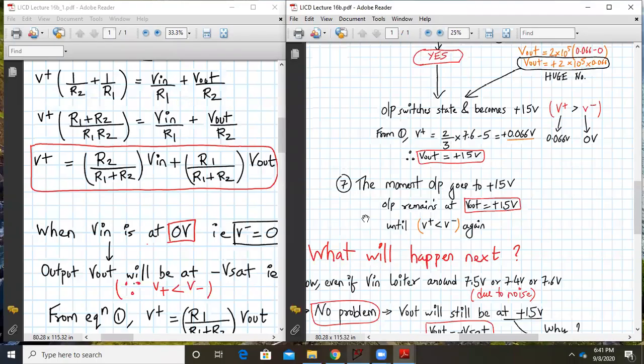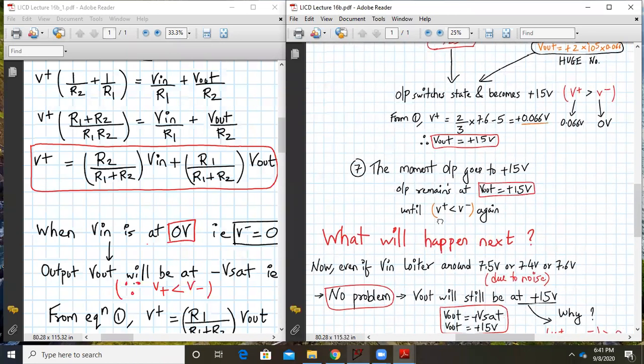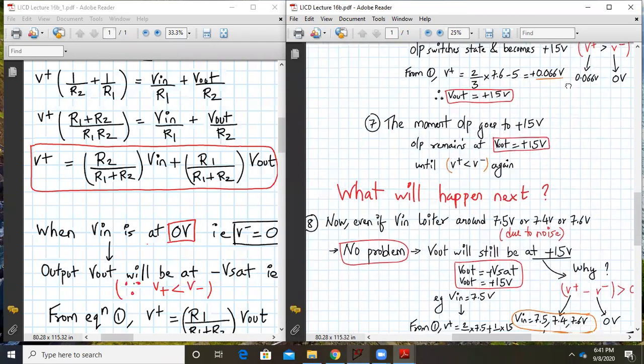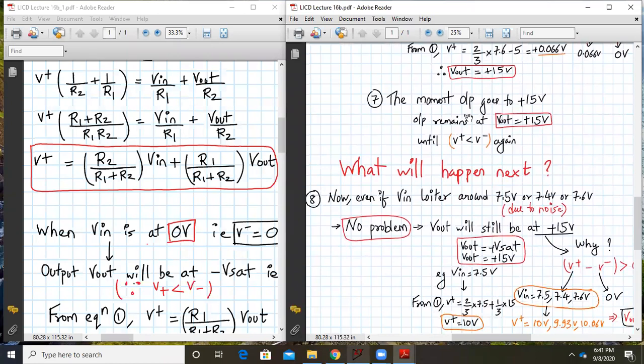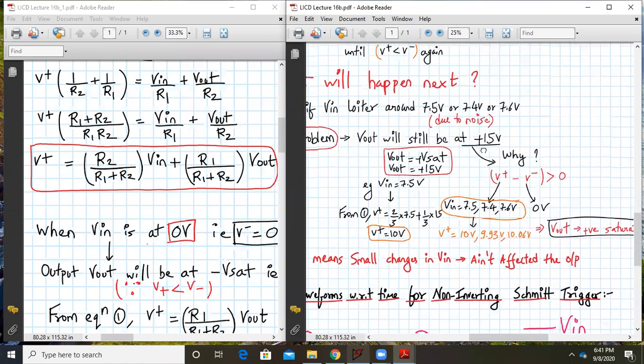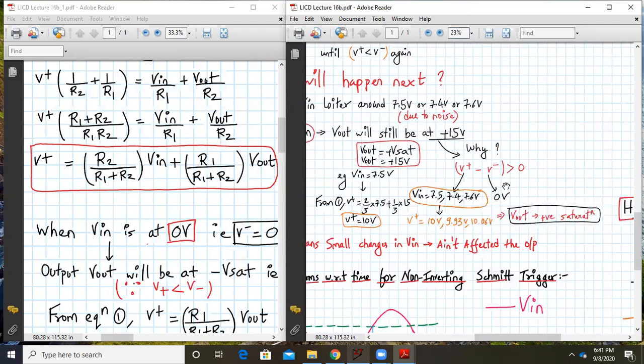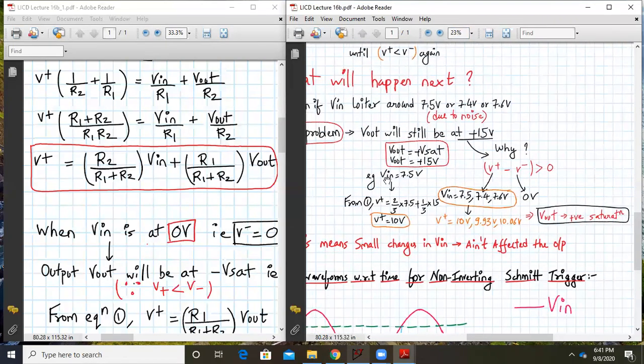Okay, so what will happen next? Currently my output is at plus 15, right? It has switched from minus 15 to plus 15 just now. Now, if the input is loitering around 7.5, 7.4, or 7.6 due to noise, no problem. The output will still remain at plus 15. Why? Let us see how. Let me slightly decrease this so that it's visible. Yeah, it's visible. So now for input equal to 7.5, let's say the new value is 7.5, right?